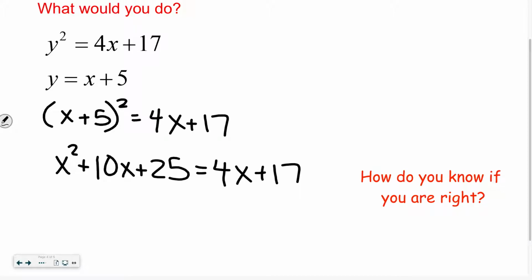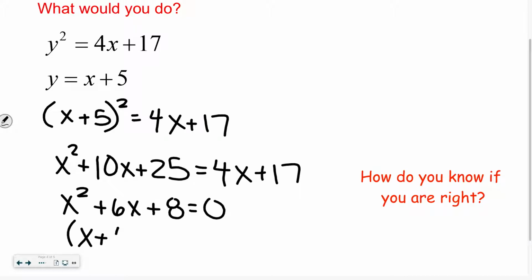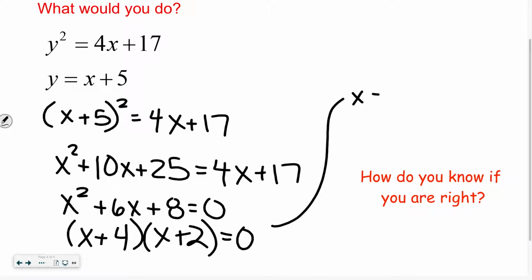Set it equal to 0. It's quadratic now, right? So we're getting x squared plus 6x plus 8 equals 0. Factor: x plus 4 and x plus 2. And so my solutions are x equals negative 4 and x equals negative 2. Is that my answer? Anna says no. Oh, you have to plug it back in. Oh, we gotta find y. We only have x.